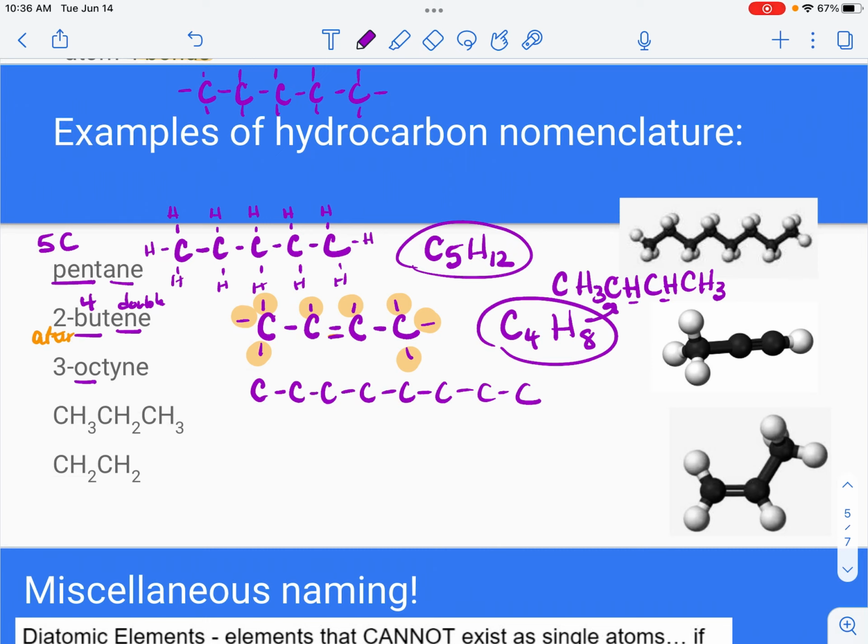And octyne tells me a triple bond, and the 3 means after the third carbon. So 1, 2, 3, it's going to go here. I'm going to put in my hydrogens. These two on either end of the triple bond don't need another one. And everybody else, until we get to the other end, needs 2. So this would be C8H.